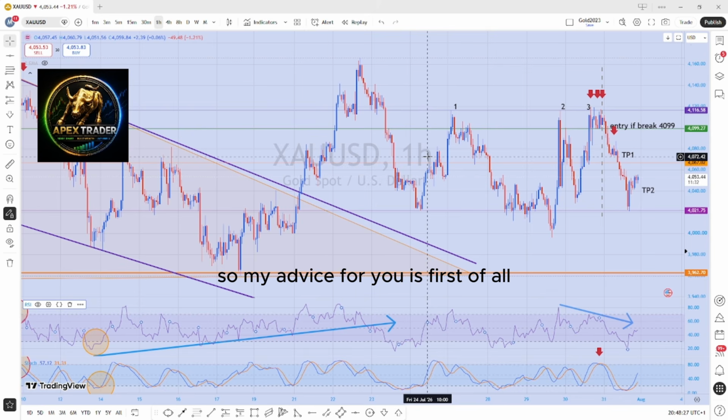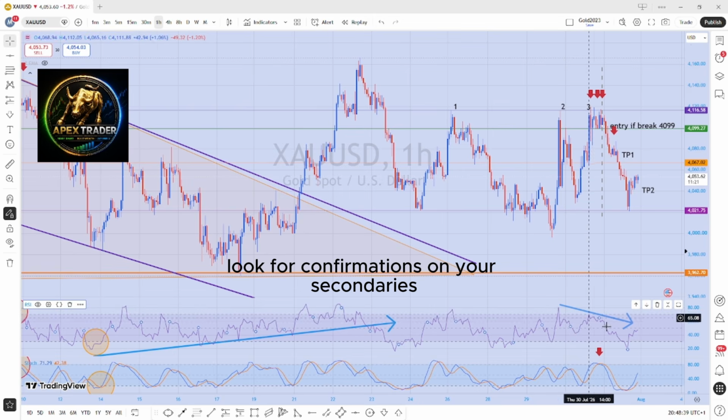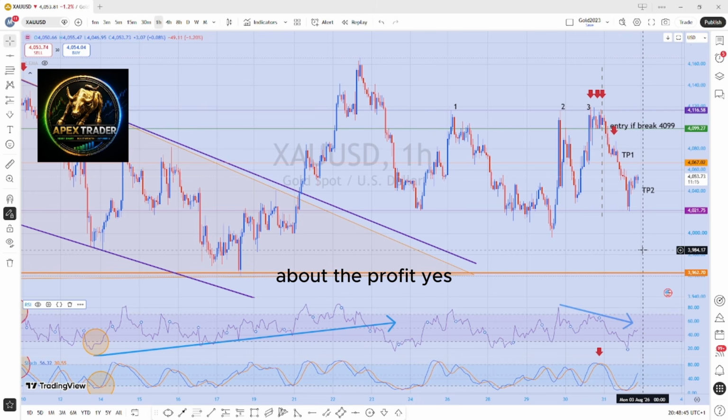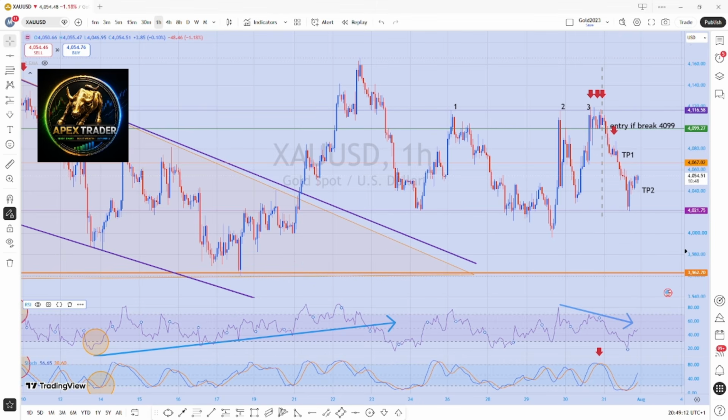So my advice for you is, first of all, check your primaries: support, resistance, and trend. Once you've done that, look for confirmations on your secondaries like I did here using RSI and the stochastics. About the profit, yes, I closed the position earlier today.